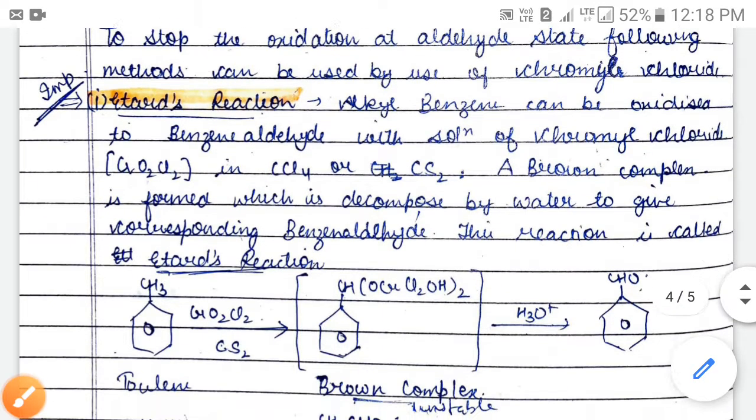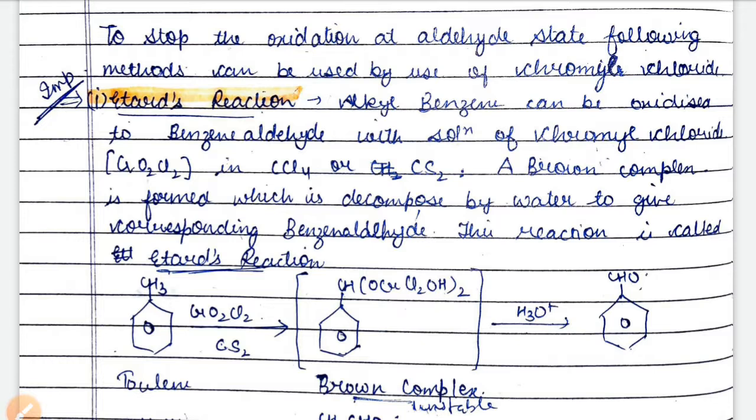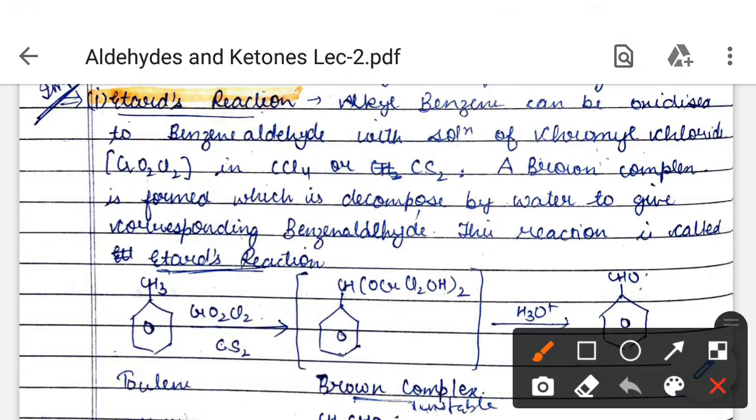the preparation of aromatic aldehydes and ketones by Etard's reaction. This reaction is very special because it stops the reaction at the aldehyde stage. So when toluene is treated with chromyl chloride in the presence of carbon disulfide, then we get first this brown complex, and in this brown complex two hydrogens are replaced with this group, and then upon hydrolysis it gives the CHO group, that is, benzaldehyde is formed and no benzoic acid is formed. So this reaction is controlled at the aldehyde stage, and this reaction is called Etard's reaction. This reaction is also very important.